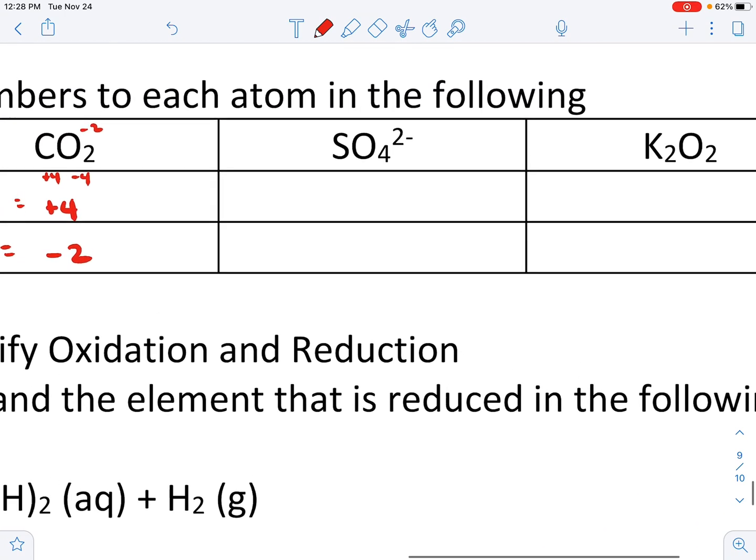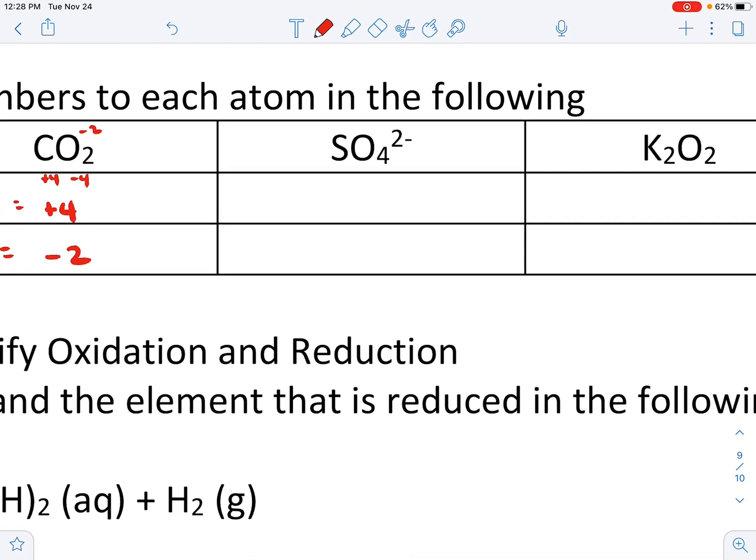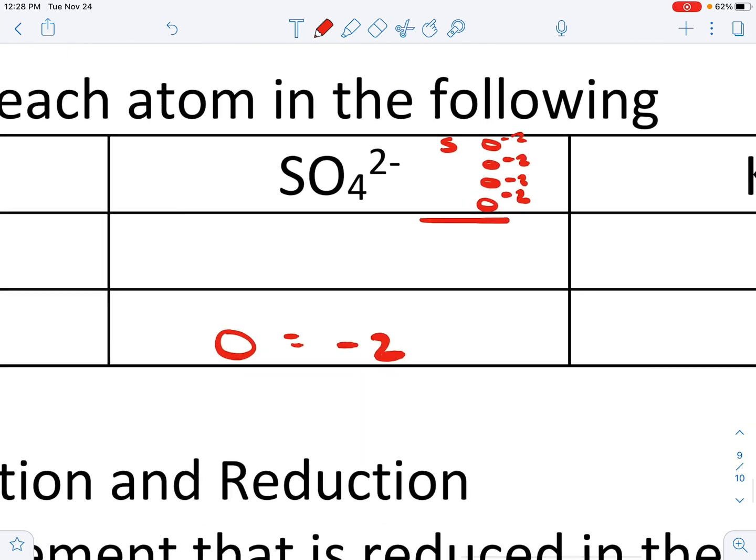Let's take it a little step further here. This time we have SO4 2-. We know each O is -2, and we have 4 of them. I'll blow this up a little bit bigger so we can see it. We know our charge has to add up to be -2, and this is -8. So what does S have to be? It has to be +6. So S in this case is +6. And that's something you've probably never seen before in your chemistry life.